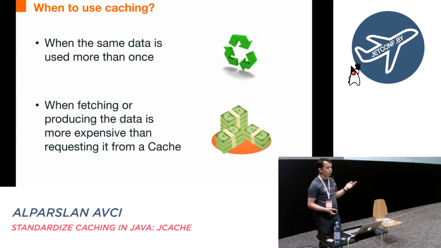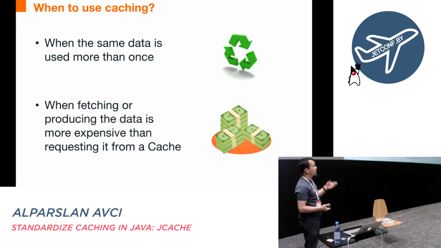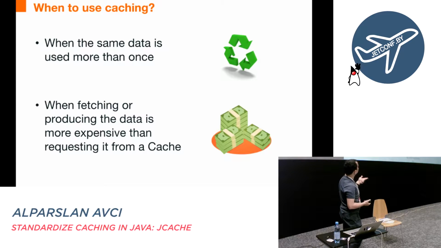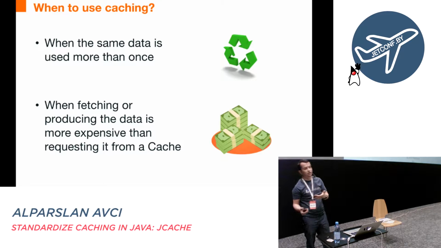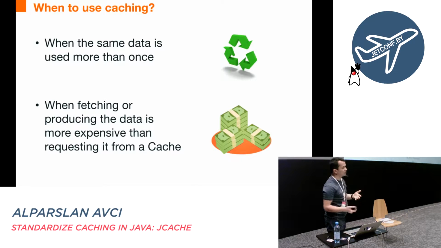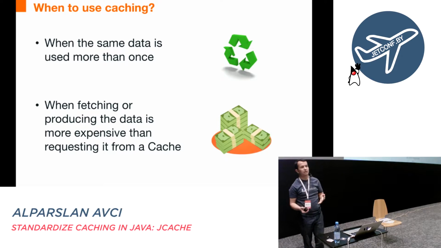Okay, now we know what is a cache, and now we can answer this question, I think. When to use caching? There are two main constraints. You can find more, of course. The first one is you should need data to be accessed more than once, as we said in the definition. And the second one is when fetching or producing the data, it should be more costly than accessing it from a cache. So in here, of course, the cost means mostly a data access latency.